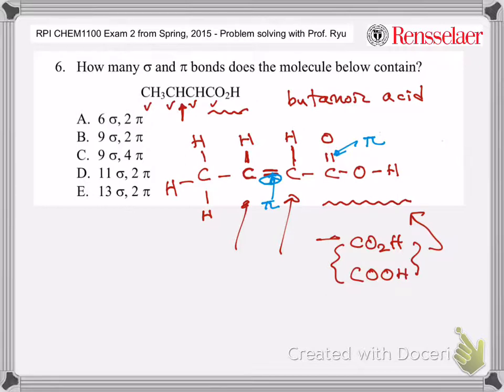So I have 2 pi bonds. Actually, this is not enough for me to figure out the answer, so let me write down and count the number of sigma bonds: 1, 2, 3, 4, 5, 6, 7, 8, 9, 10, and 11. So I have 11 sigma bonds and 2 pi bonds. So the answer is D here.